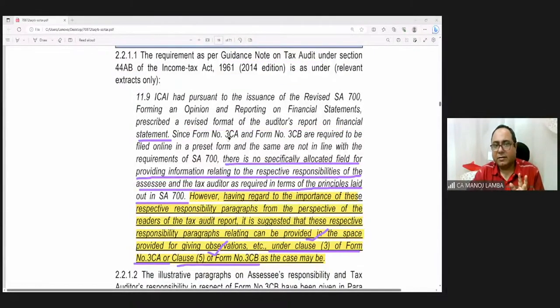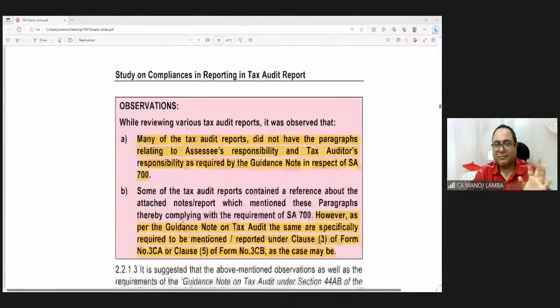So friends, it is all about SA 700 and what the Taxation Audit Quality Review Board says about that. What is the observation of the board? The TAQRB of ICAI has given the observation on that particular point.